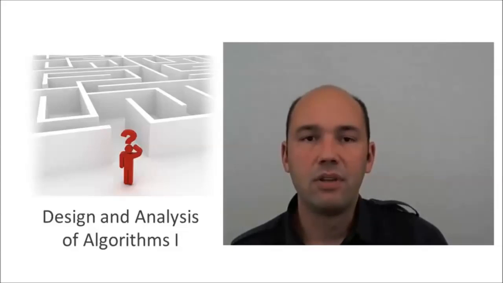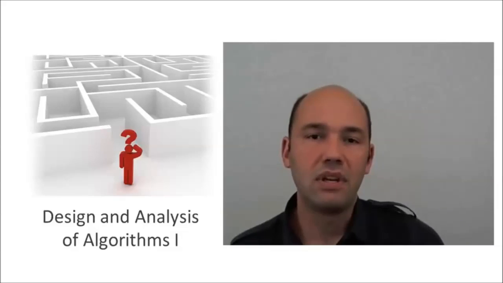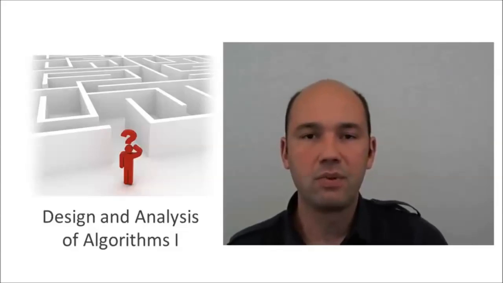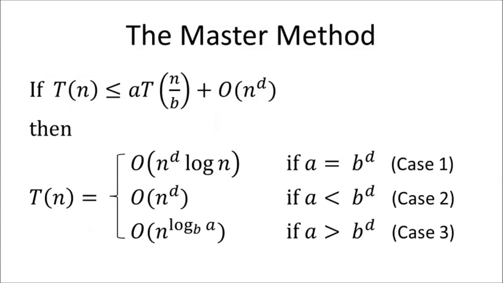In this video, we'll put the master method to use by instantiating it for 6 different examples. But first, let's recall what the master method says. So the master method takes as input recurrences of a particular format, in particular recurrences that are parameterized by 3 different constants, a, b, and d.